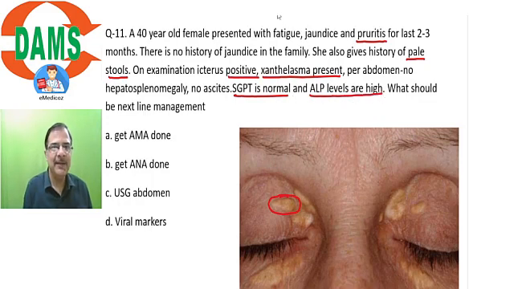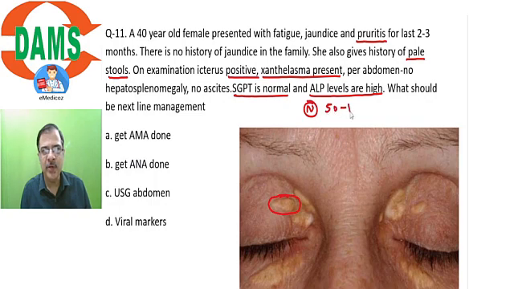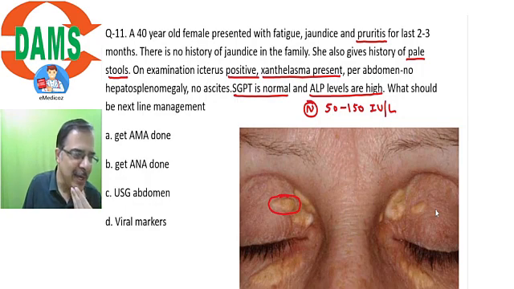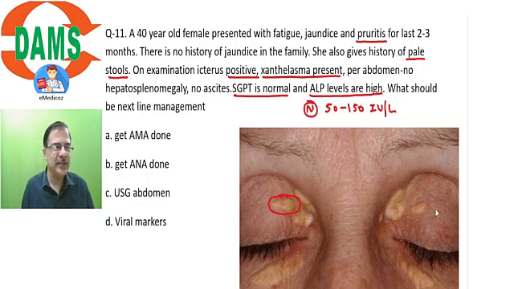So ALP levels: the normal value of ALP is 50 to 150 international units per liter. It represents the obstruction. Okay, so I am getting multiple answers. Some students are giving option A, some are giving option C.